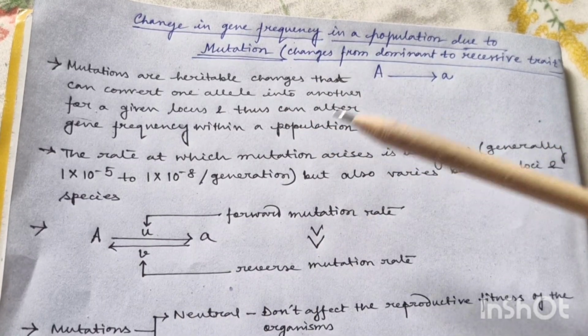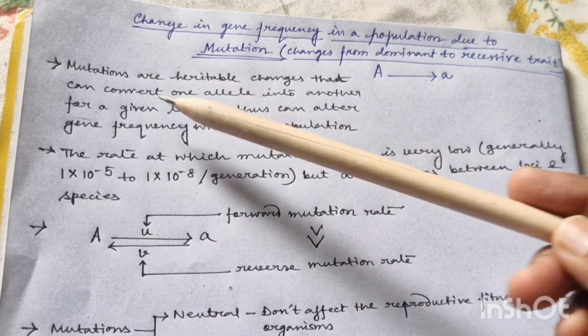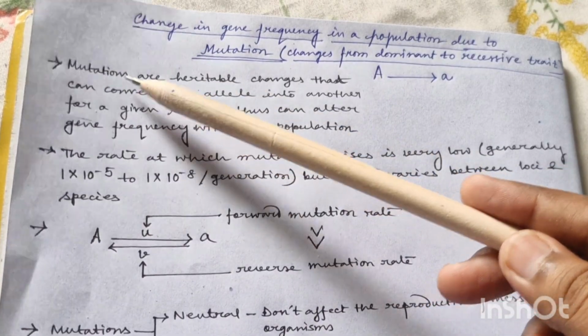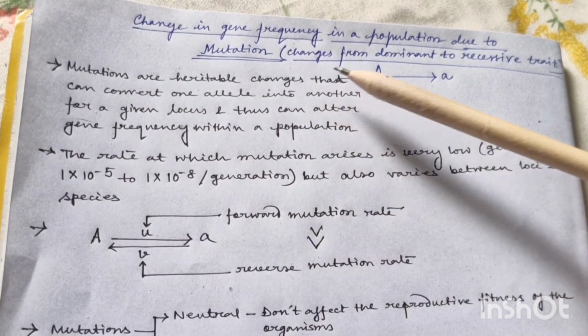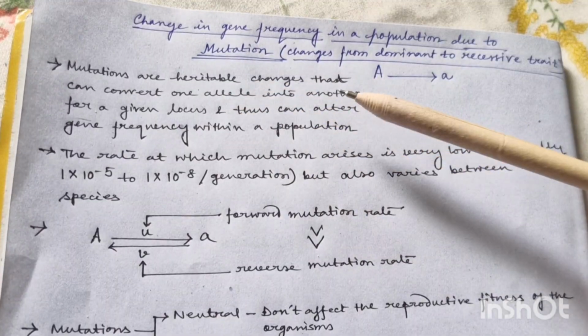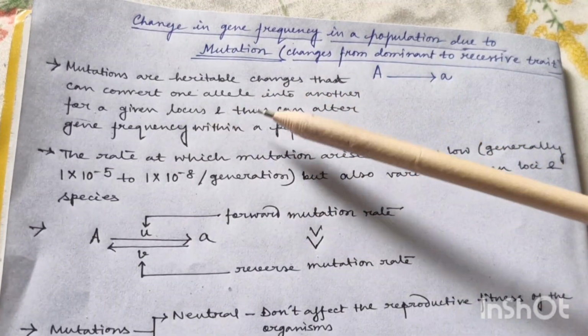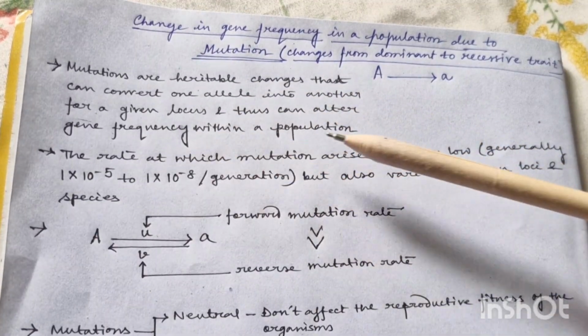Before going into that, we must know what mutation is. We all know that mutation is a heritable change that can convert one allele into another for a given locus and thus can alter the gene frequency within a population.